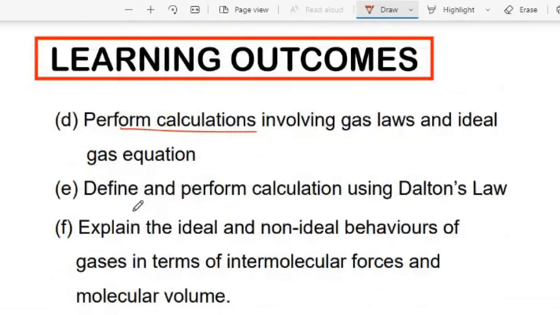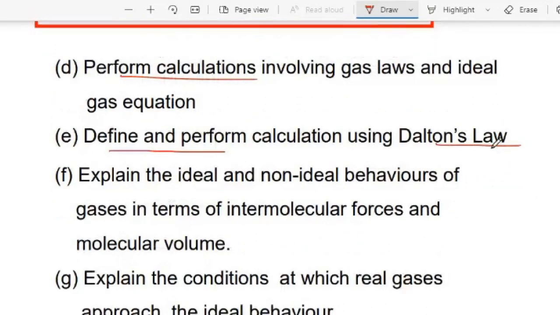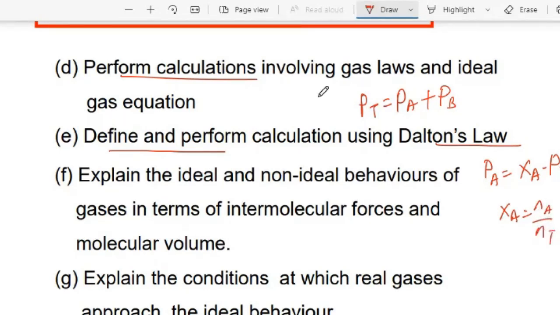And then next, which is not related with your tutorial, is Dalton's law. You must know how to define it, and it is related with the mole fraction. Always remember Dalton's law is PT equals PA plus PB. And then you can calculate the PA by using XA times PT. And then the XA is obtained from NA over NT. So there are 3 formulas involved for Dalton's law.